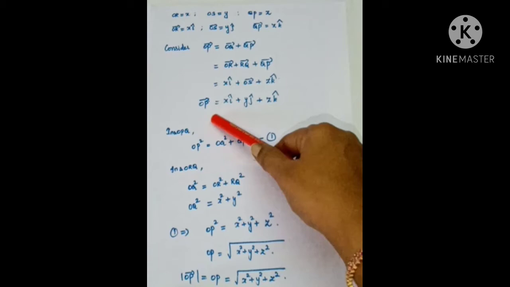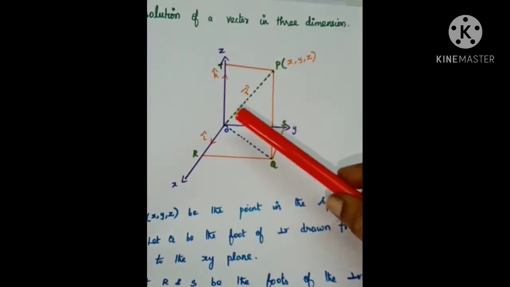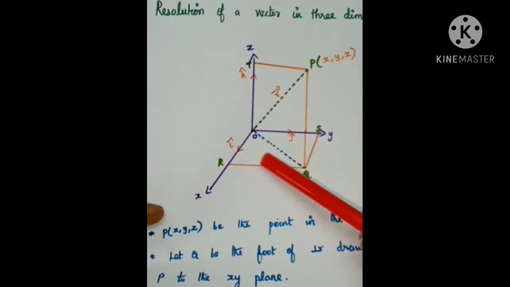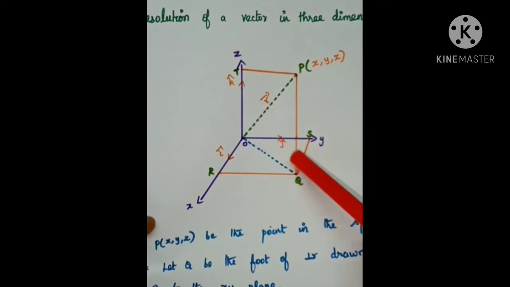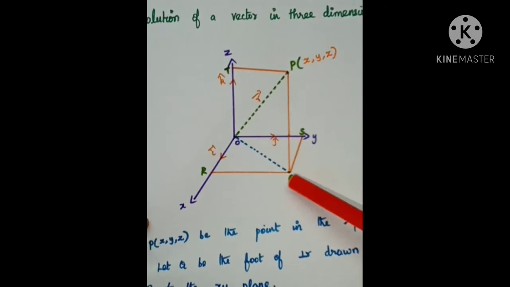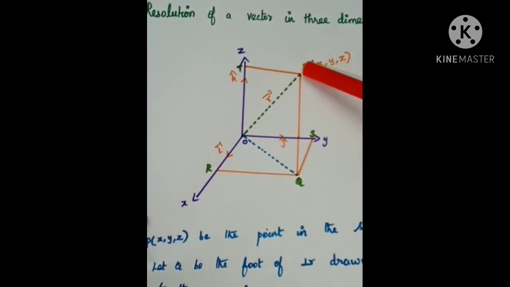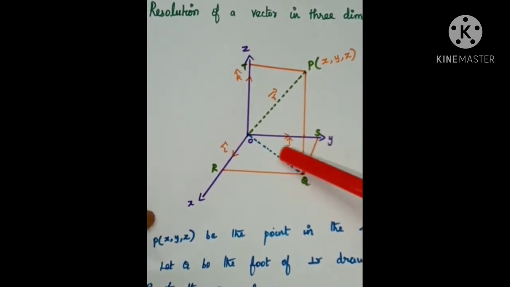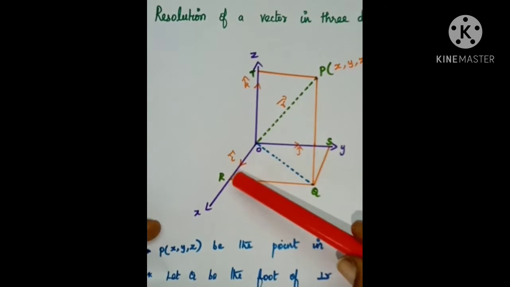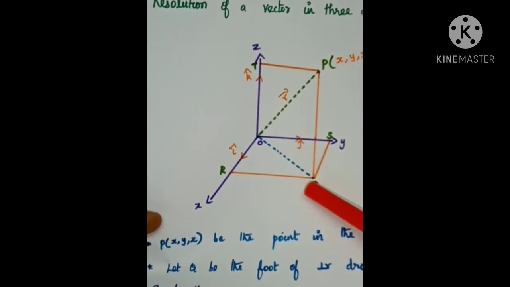Next we are going to find the modulus of the OP vector, that is the magnitude of the OP vector. In the same way, you consider the triangle OPQ. In this triangle OPQ, this is a perpendicular, so the angle is 90 degrees. So OP squared is OQ squared plus QP squared. Then how can we write OQ squared? You see that it's a perpendicular from Q to R, so this is 90 degrees. So OQ squared is equal to OR squared plus RQ squared.